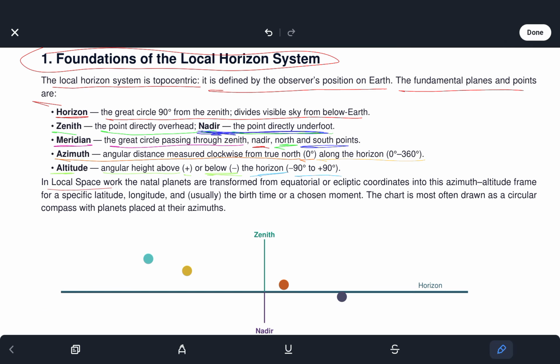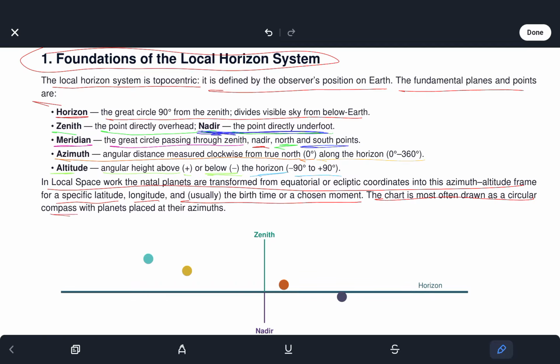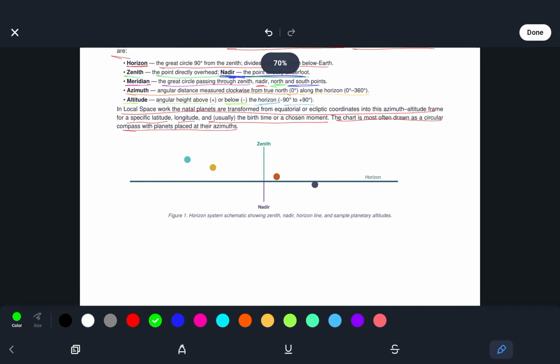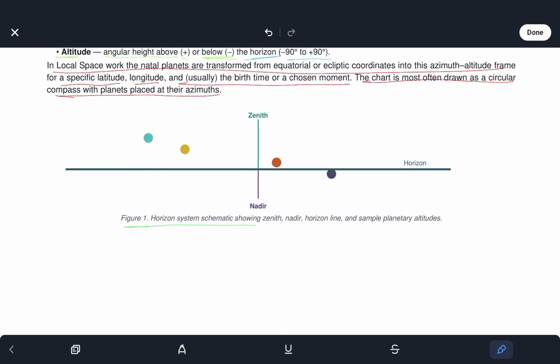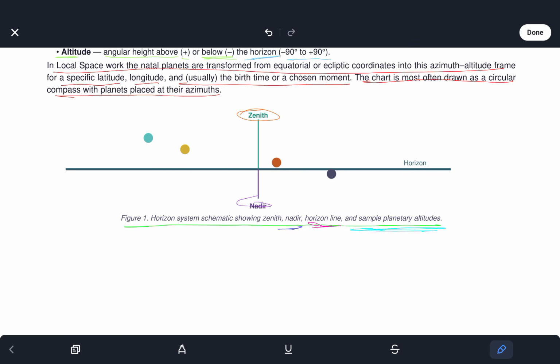In local space work, the natal planets are transformed from equatorial or ecliptic coordinates into this azimuth-altitude frame for a specific latitude, longitude, and usually the birth time or chosen moment. The chart is most often drawn as a circular compass with planets placed at their azimuths. And we see here a horizon system schematic showing you the zenith, the nadir, horizon line, and sample planetary altitudes. So zenith on top, nadir on the bottom, and we've got the horizon.